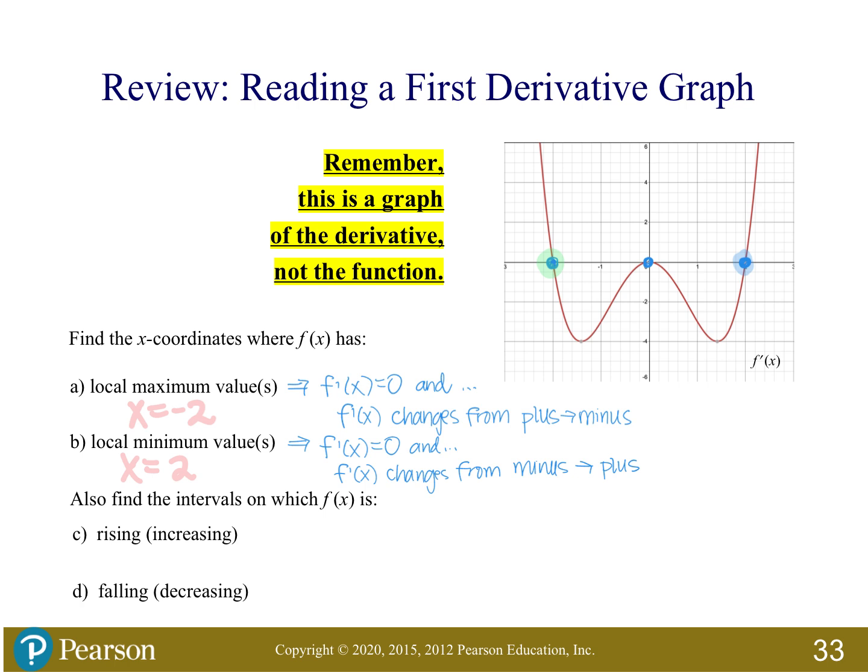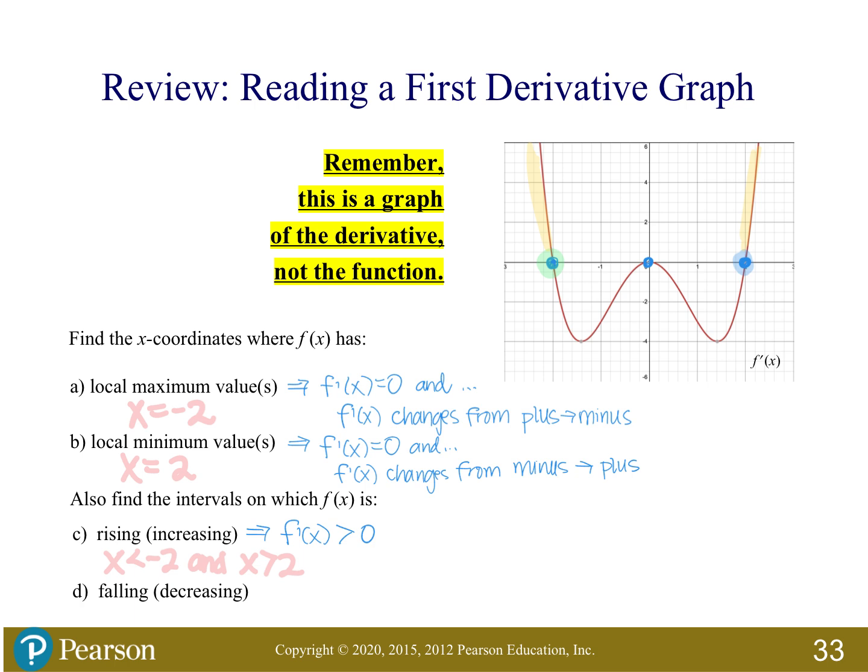All right, I'll also find the interval in which the function is rising. Go back to the definition. Rising means f derivative is above the x-axis. And so where do we see that? Well, we see it in quadrant 2 and we see it in quadrant 1. That is where the derivative is above the x-axis. So we see it's rising when x is less than negative 2, and we see it rising when x is greater than positive 2.